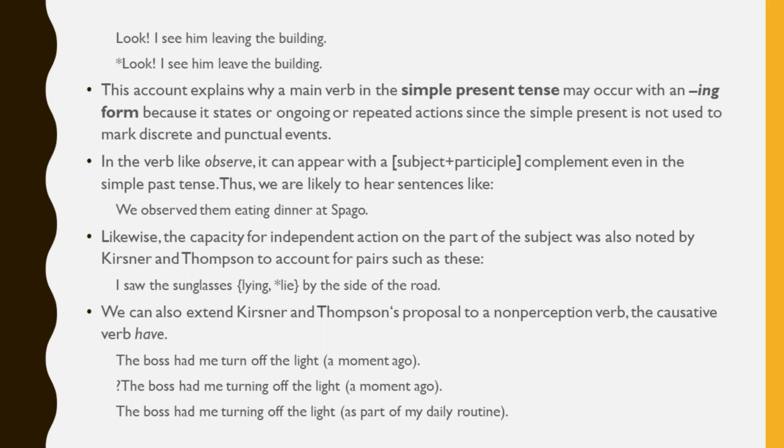We can also extend Kirshner and Thompson's proposal to a non-perception verb, the causative verb "have." For example, "The boss had me turn off the light a moment ago." "The boss had me turning off the light a moment ago." "The boss had me turning off the light as part of my daily routine." Why do you think the second sentence is questionable?